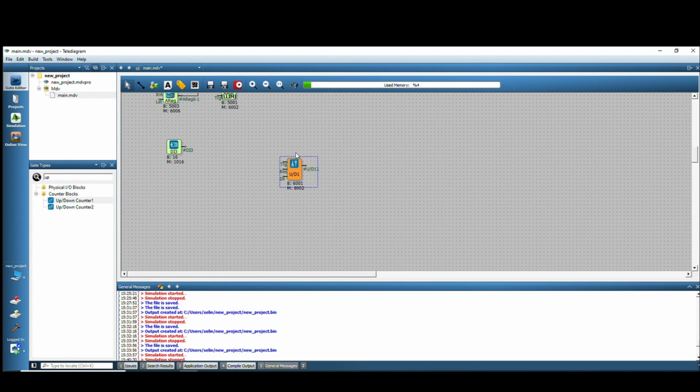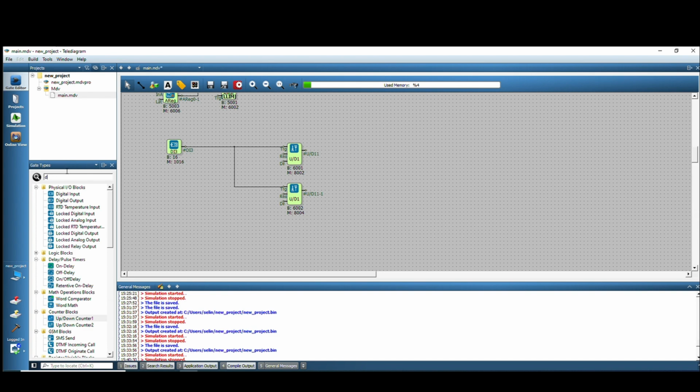Let's look at the next structure. Up-down counters. We have two different counter blocks. Let's look at up-down counter 1 first as an example. I selected up in one, down in the other. I connected digital input 4 to reset the blocks. You can also determine the direction, whether it is up or down, from outside.